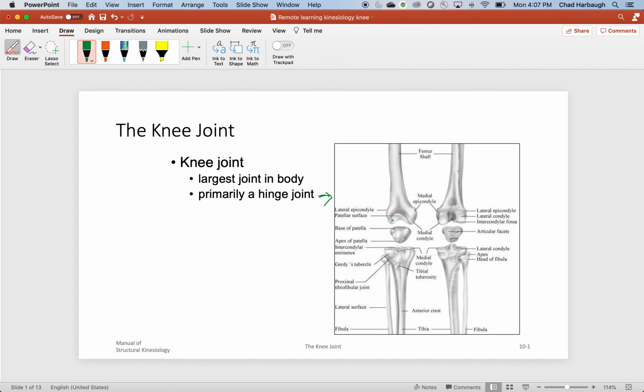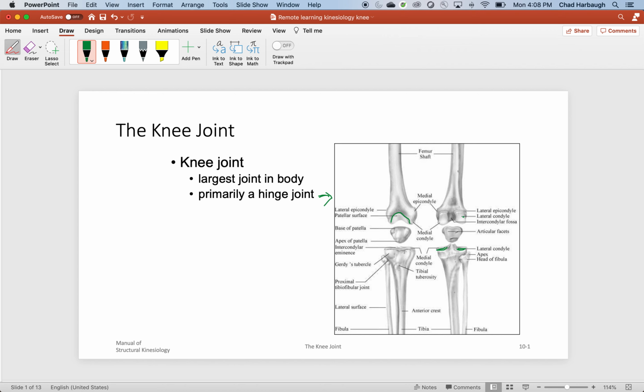The first thing that we'll look at is the patellar surface, which is located on the femur. This patellar surface is composed of articular or hyaline cartilage, so it's very frictionless and smooth. The posterior aspect of the patella will also have articular cartilage. What we also see are condyles, the lateral condyle and the medial condyle, that are composed of articular cartilage.